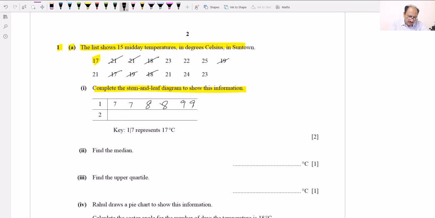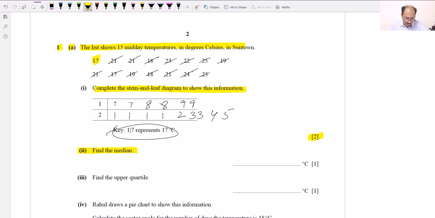So there are 3, and the fourth one also is 21, so 1, 1, 1, 1. Now there is 22 as well, so this will be 2, and there is 23, 23, so 2 times 3, and there is 24 as well, so this will be 4, and 25 as well, so this will be 5. So this stem and leaf diagram is complete, the key is provided, and this was a 2 mark question which is done.